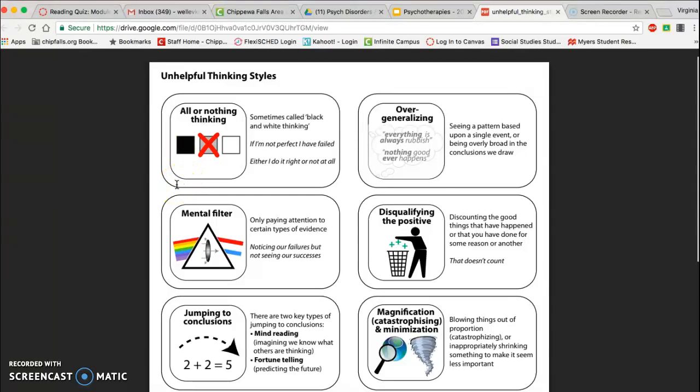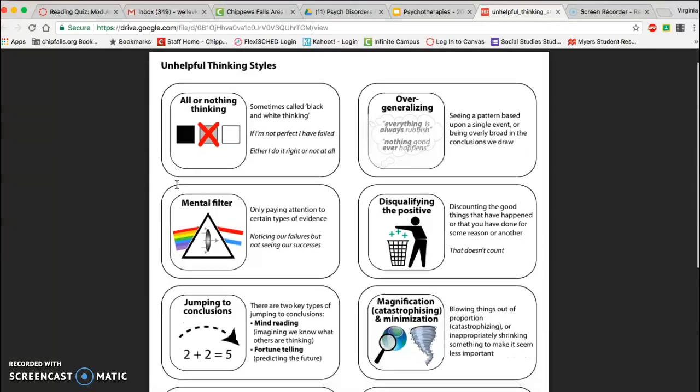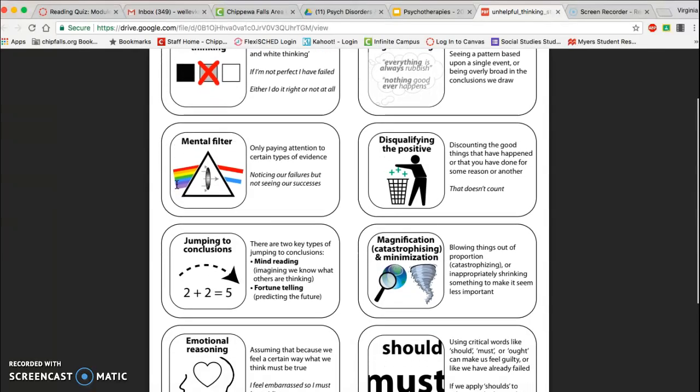Obviously, there are not only A's and failures. There's a whole bunch of grades in between those things. B's and C's are by definition in between A's and F's, but sometimes people lose sight of that.